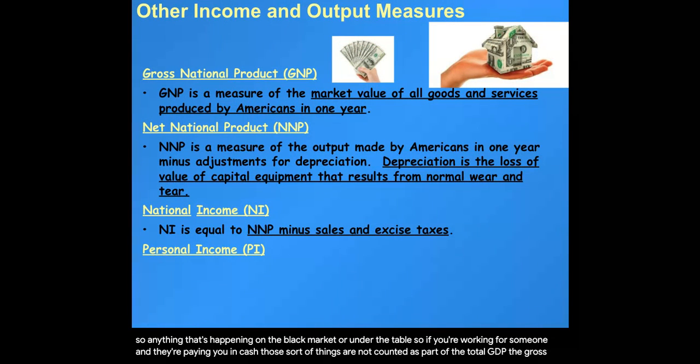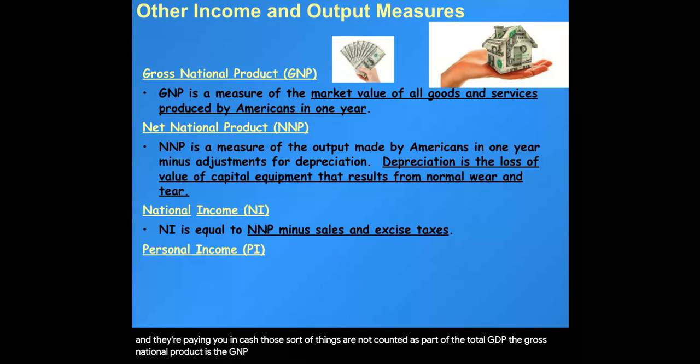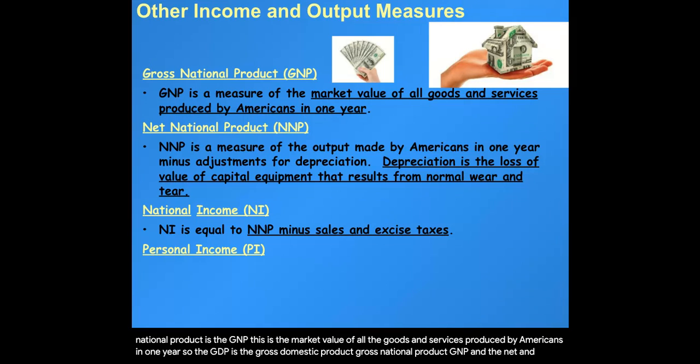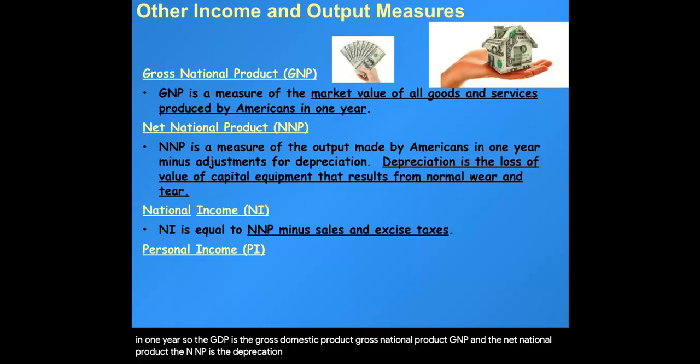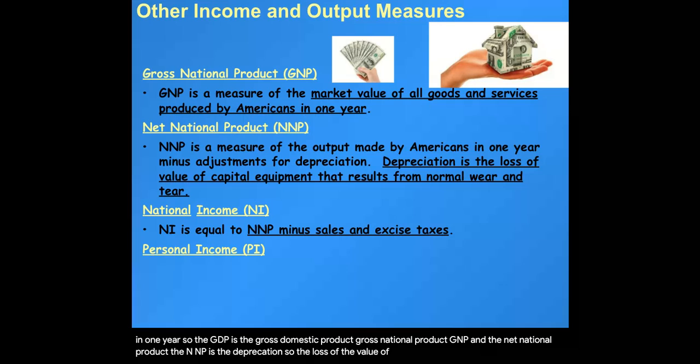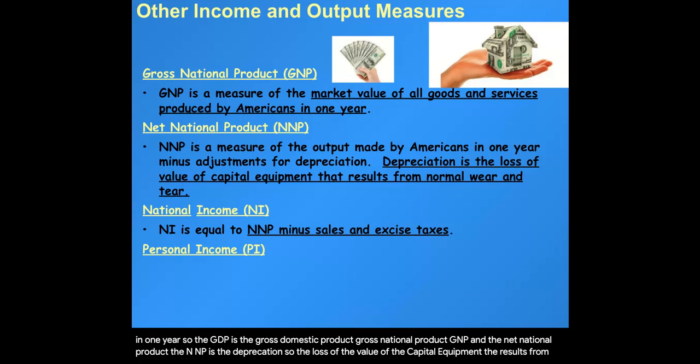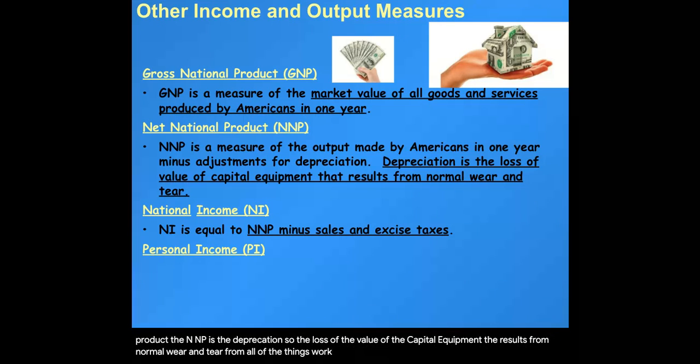The gross national product is the GNP. This is the market value of all the goods and services produced by Americans in one year. So the GDP is the gross domestic product, gross national product, GNP. And the net national product, the NNP, is the depreciation, so the loss of the value of the capital equipment that results from normal wear and tear from all of the things we're producing year to year.